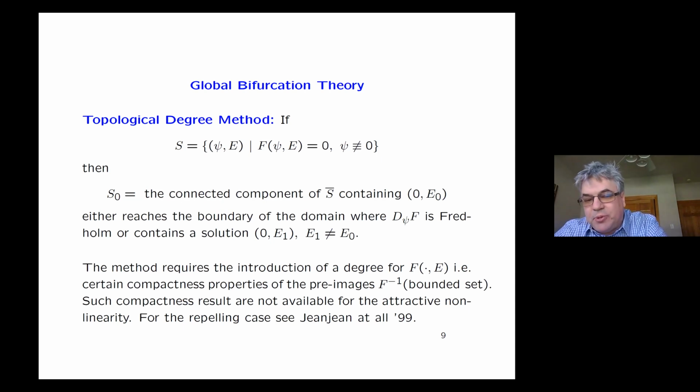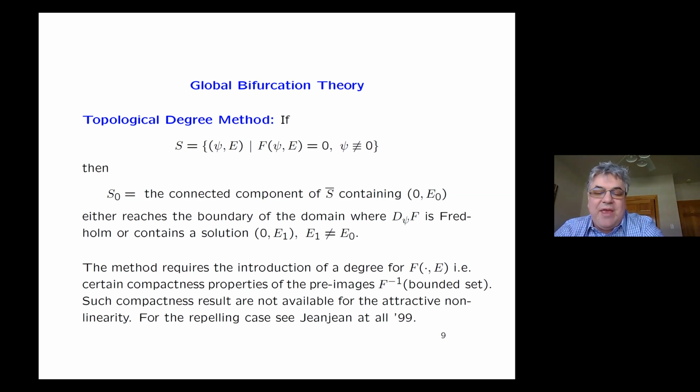What I'm trying to propose to you is: what if we can find every branch that converges or approaches a boundary of the Fredholm domain? What if we can find all of them? In that case, we have a lot of information.